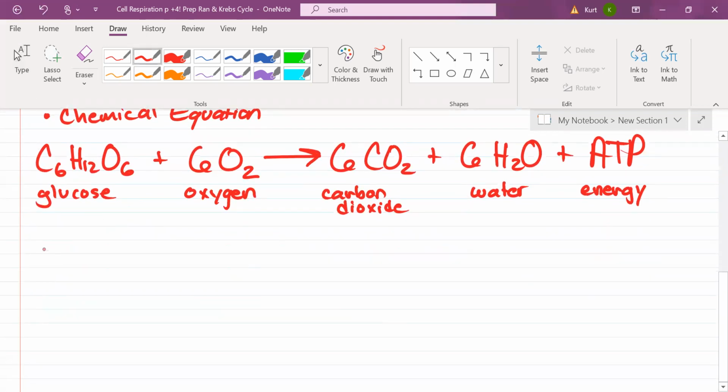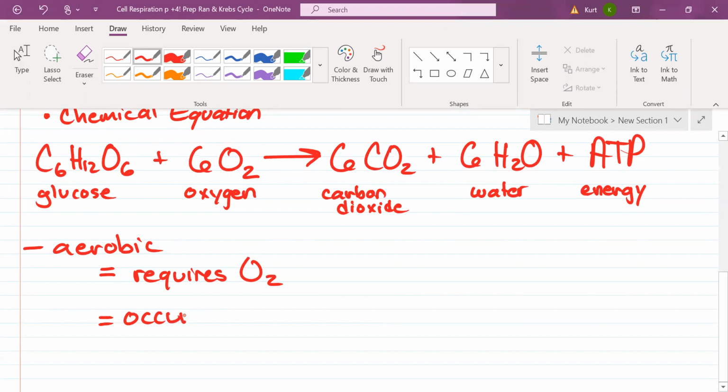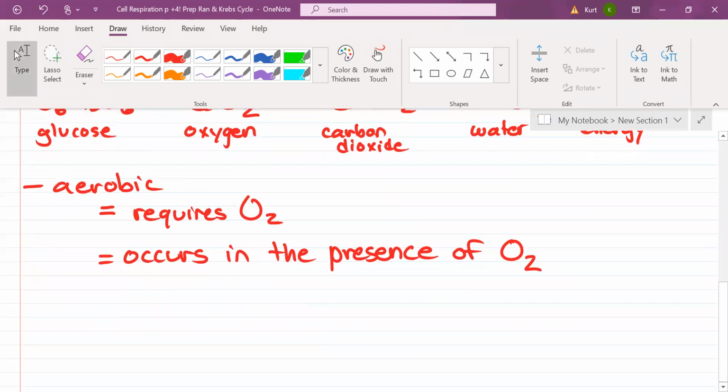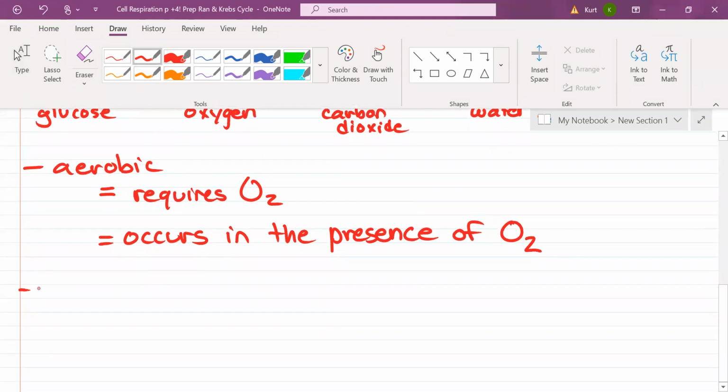All right. When it comes to cell respiration, it is an aerobic process. There are 2 ways to describe aerobic. Either 1, it requires oxygen. Another way you can say this is it occurs in the presence of oxygen. And it obviously takes place within the mitochondria.